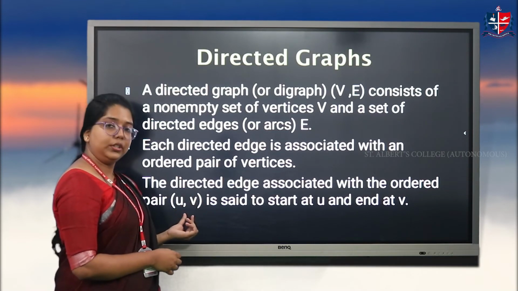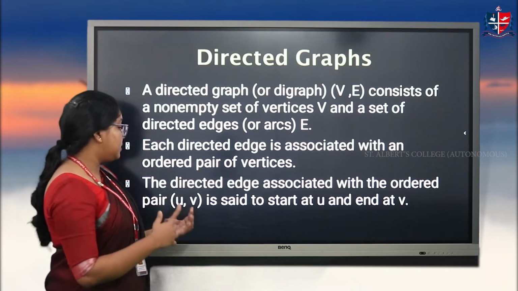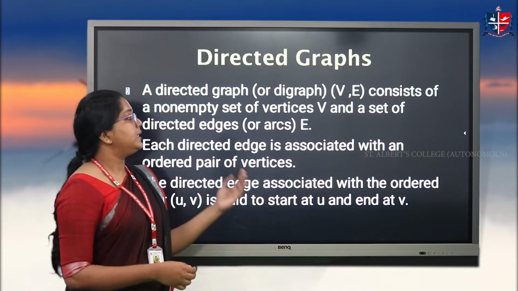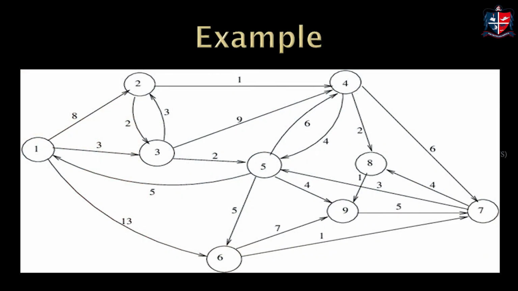U is known as the initial vertex and V is the terminal vertex, which simply means the edge starts from U and ends at V. So a graph which contains directions in the edges is called a directed graph. This is an example of a directed graph. As you can see, there are 9 vertices and all the edges have directions. Taking an example, I am taking the vertex 5. You can see there is an edge from 5 to 4, and the direction is from 5 to 4. 5 is the initial vertex, 4 is the terminal vertex.